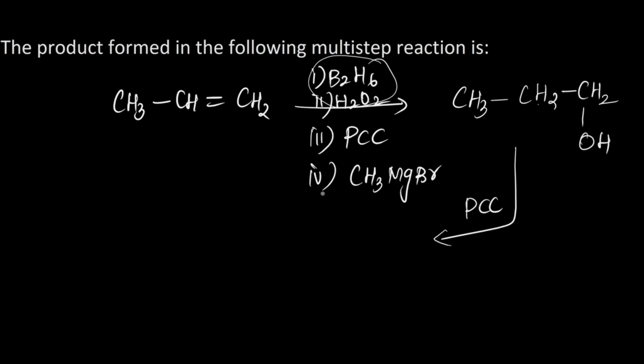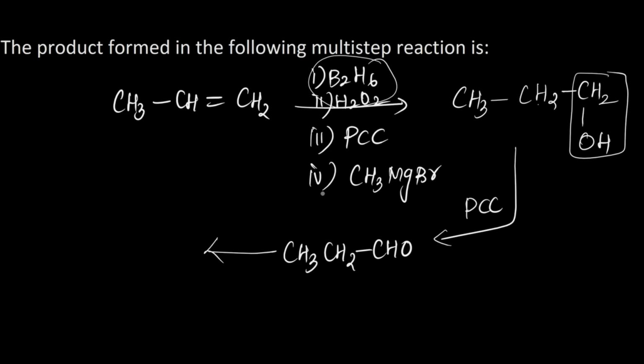Then with PCC. PCC is an oxidizing agent. With PCC, which is a mild oxidizing agent, CH3CH2CHO will be formed. And in the Grignard reagent, the CH3 will get attached on the carbonyl carbon. So this is the answer to this question.